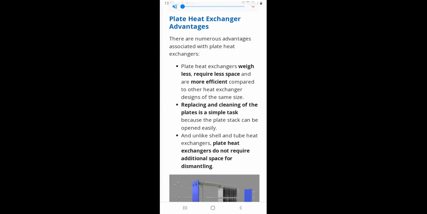Unlike the shell and tube type heat exchanger, the plate heat exchanger does not require any additional space for dismantling. Also, with a plate exchanger, if you want to increase or decrease the number of plates, you can do it, whereas in the shell and tube type heat exchanger it is not possible. The plate type will be much more efficient for the heat exchange.